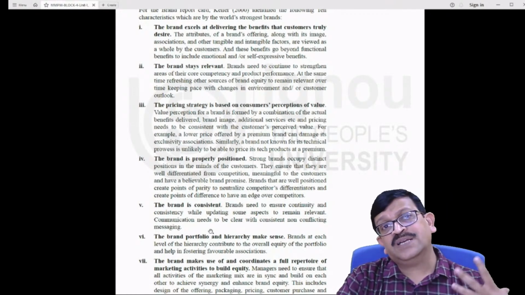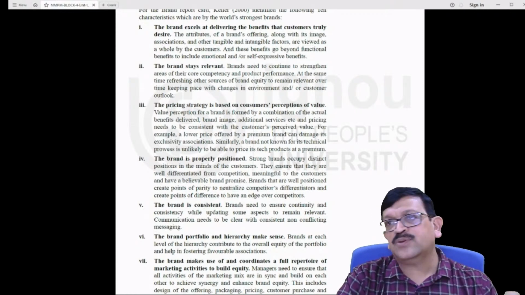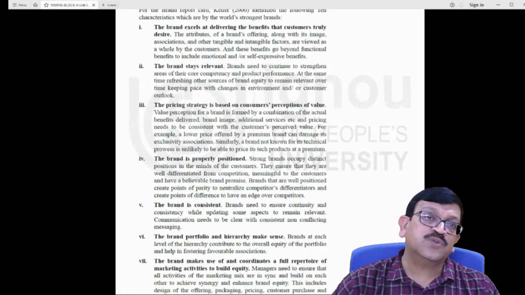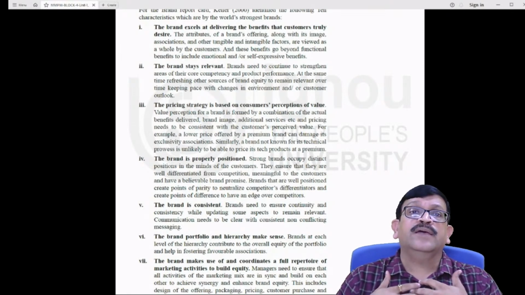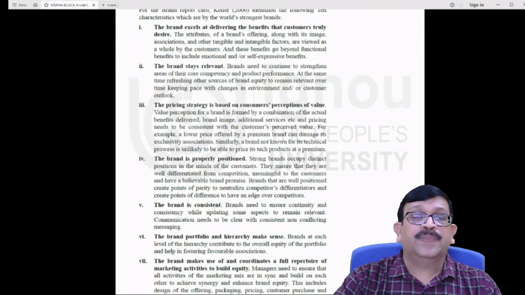And of course, it has to be consistent. The message has to be consistent. It cannot change from one plan to another. The themes cannot change over. It needs to consolidate, grow more, assure more, and be more reliable as a brand, right?